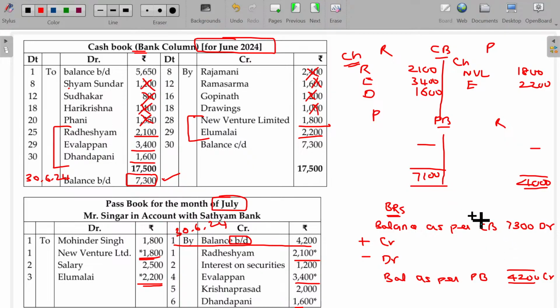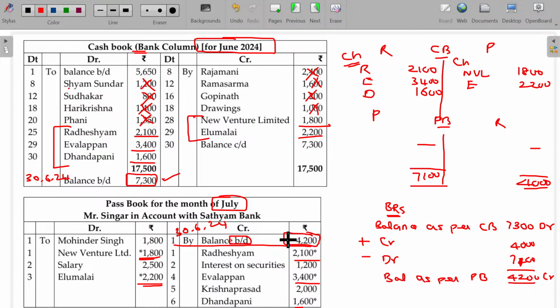Now 7100 debit should be subtracted and 4000 credit should be added here. So with the 7300, if I add 4000 and subtract 7200, what's the final value? You'll be getting 4200. 7200 debit should be subtracted. 7100, sorry, this is 7100. Okay. Debit should be subtracted, which is 7100. Credit value 4000 should be added, so I added. So the ultimate balance as per the passbook is 4200, which is given here.